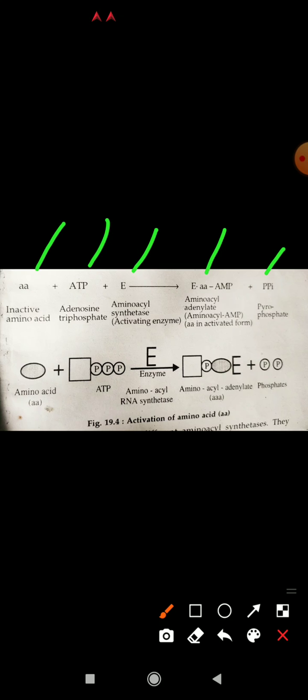20 different amino acids are there in the cytoplasm, and also 20 different amino acid synthetases. These enzymes are also 20 different.